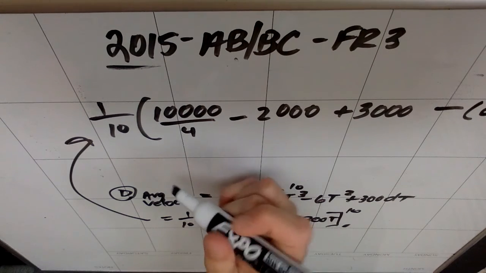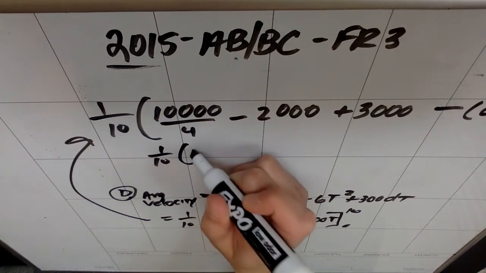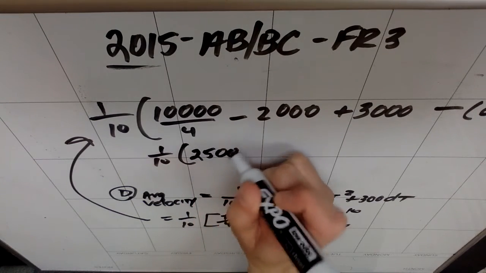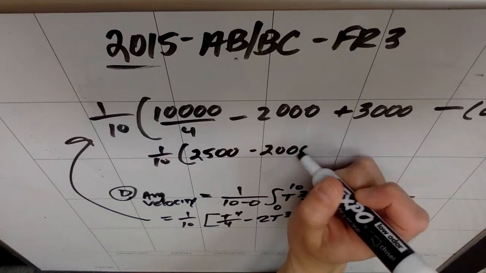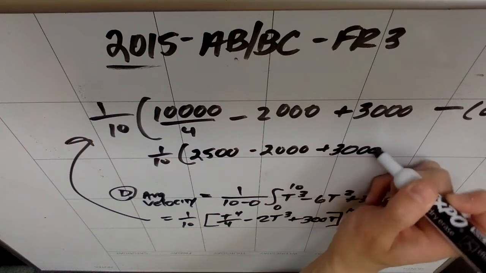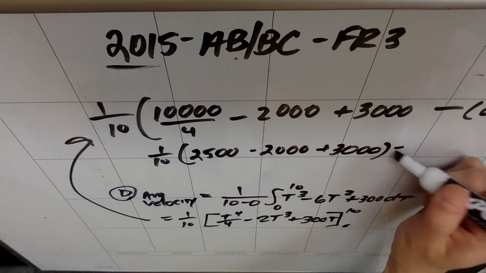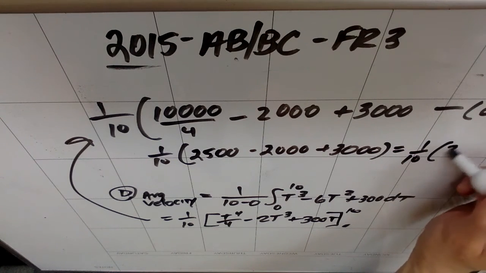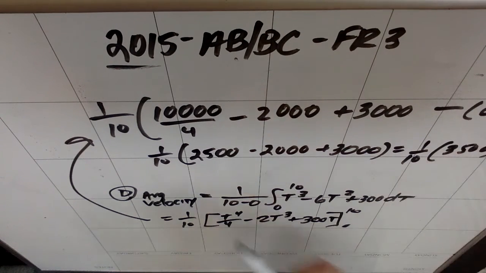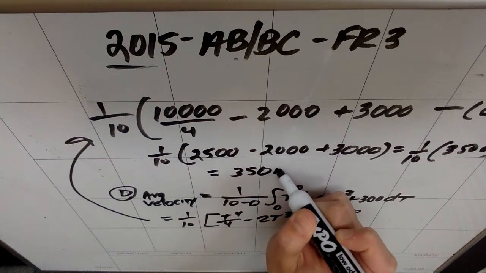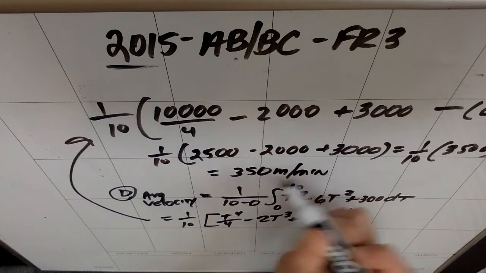So what ends up happening is this is 1/10 of, if you divide 10,000 by 4, you get 2,500 minus 2,000 plus 3,000. So this would be a 500 plus 3,000. So this would be 1/10 times 3,500. So I end up getting that his average velocity is 350 meters per minute.